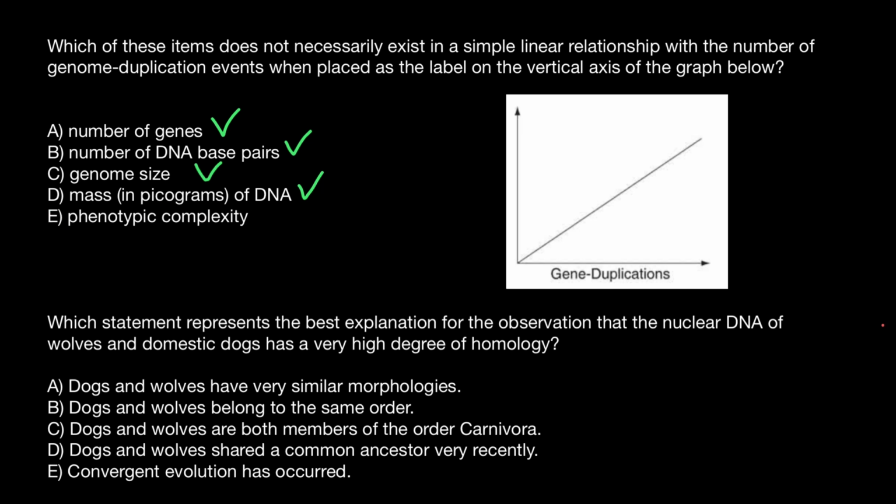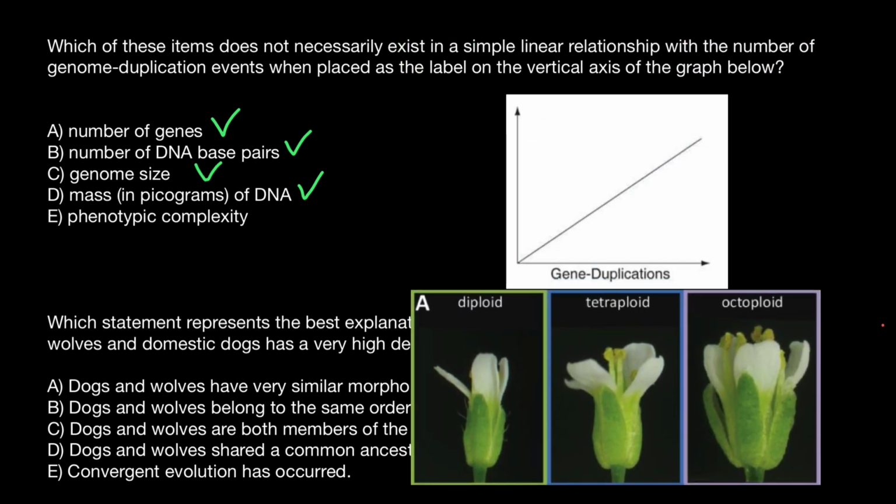And what about phenotypic complexity? Take a look at this picture. Here we have a plant. In all three pictures, this is the same species, but one is diploid, meaning 2 sets of chromosomes, another one tetraploid, 4 sets of chromosomes, and octaploid, 8 sets of chromosomes. And as you see, the complexity of the flower doesn't change. It only changes in terms of size, but not in terms of complexity.